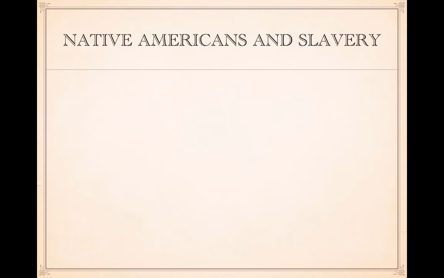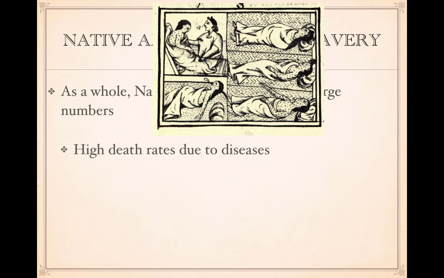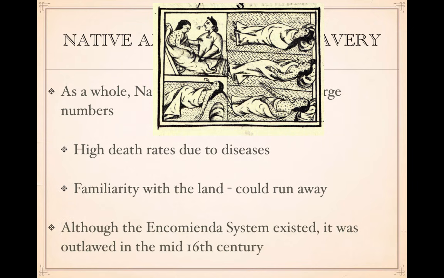Jump on over to Native Americans and slavery. Now, as a whole, they were not enslaved in large numbers, and that's because of high death rates due to diseases such as malaria or smallpox. And again, as I mentioned, they were familiar with the land, so they could run away easily. And although the encomienda system existed, and that was really in the Spanish colonies, it was outlawed in the mid-16th century, and that was replaced with labor from African slaves.